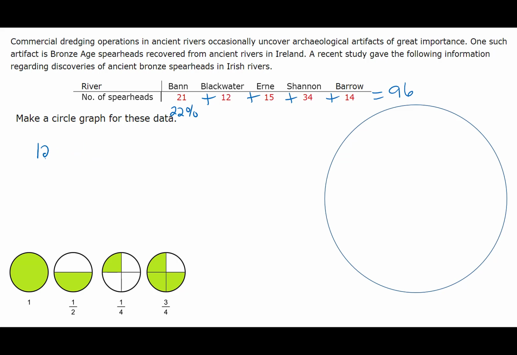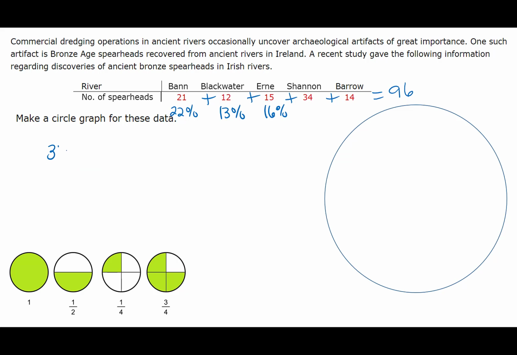Next, for Blackwater, this will be 12 over 96 times 100, which is 12.5. Let's go ahead and use rounding rules just to round to the nearest whole number. So we'll round that one up to 13. The next river is 15 over 96 times 100, and that's the decimal 15.6. So round that one up to 16%.